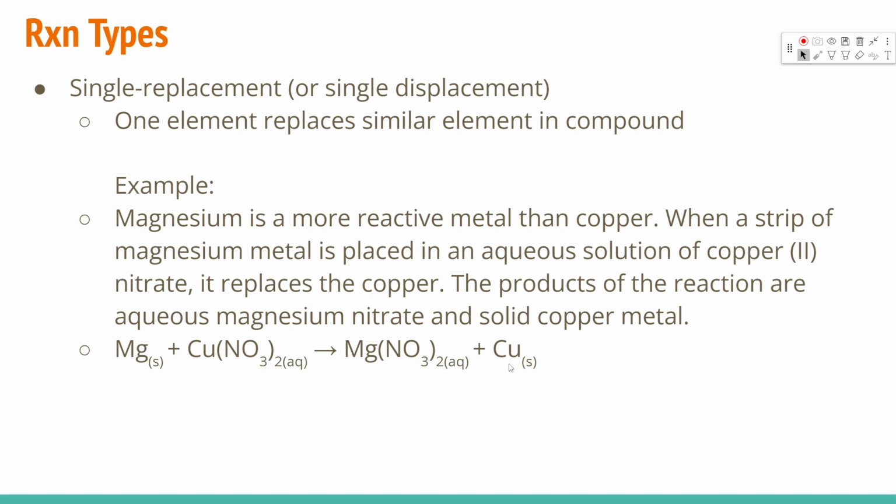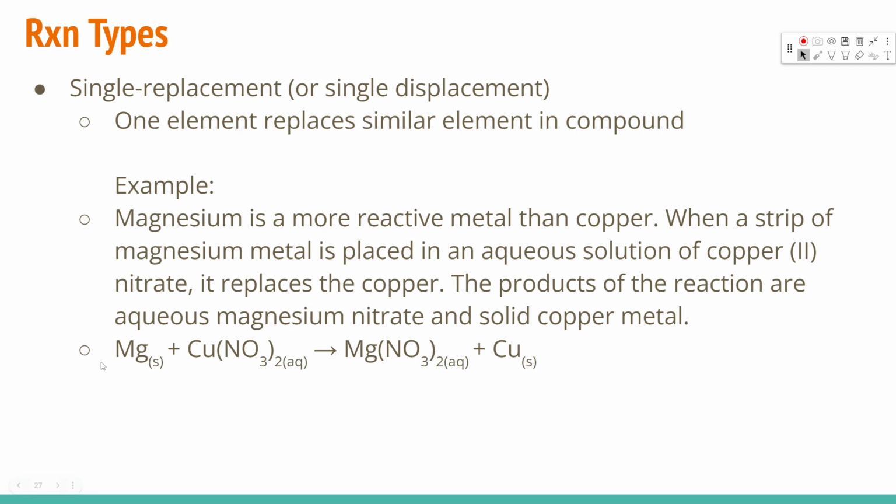Copper is also not part of the diatomic, so that is just 1. And then since it says copper 2, that's a +2 charge on that copper. And then nitrate is NO3 -1, and so I need 2 of those. And then magnesium is also +2 because it's in the +2 column of the PT. And then NO3 is -1, so there's a 2 there, and then everything is balanced.